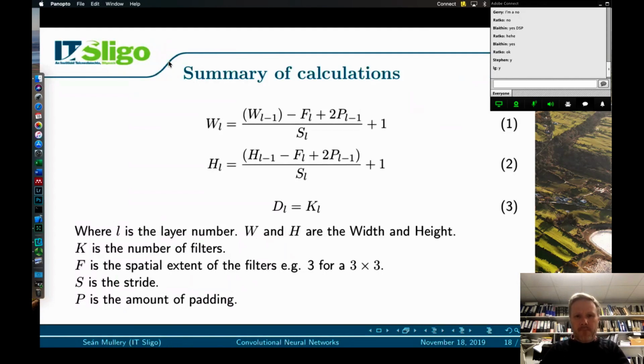So some of the calculations. One of the things that you can do is determine the width and the height of the activation map that's coming out by using the following. We use the width from the previous layer, and we subtract from that the size of the filter. And the filter, let's say if it's a 3 by 3, then your f there is going to be a 3. If it was a 5 by 5, your f is going to be a 5. What we then do is include on top of that how much padding we're going to have, right?